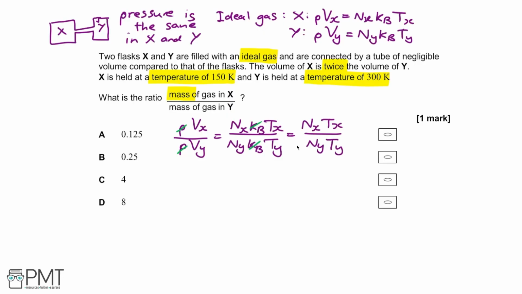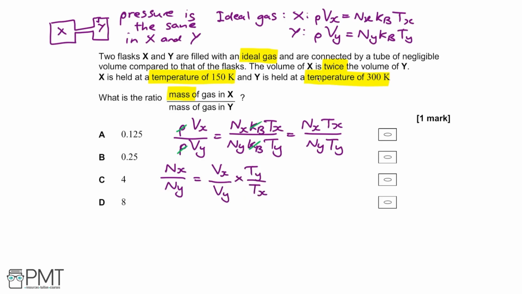We're interested in the number of particles in each flask because that will be related to the mass. Therefore, we want to put TX and TY on the other side of the equation. So we can write NX divided by NY is equal to VX over VY times TY divided by TX.